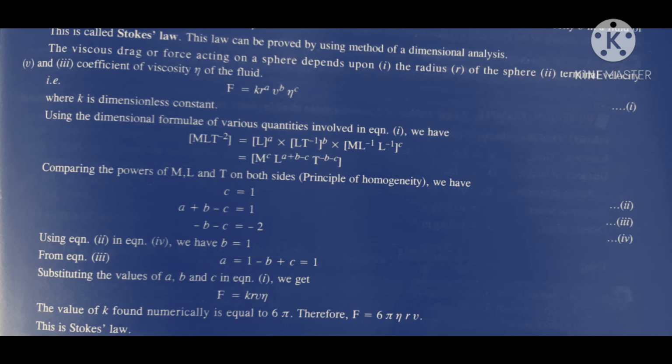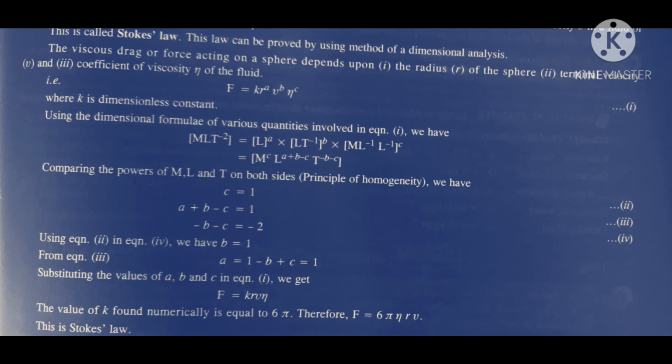Therefore, we substitute the values of a, b and c in equation number 1. We get F equals k r v eta. Here a equals 1, b equals 1 and c equals 1. Therefore, capital F equals k r v eta. The value of k can be found numerically to be 6 pi. Therefore, F equals 6 pi eta r v. This is Stokes law.